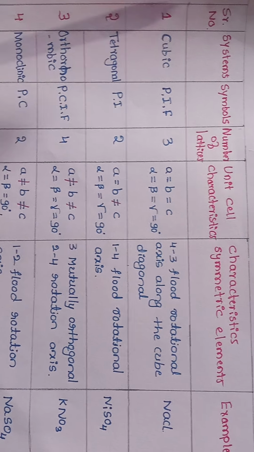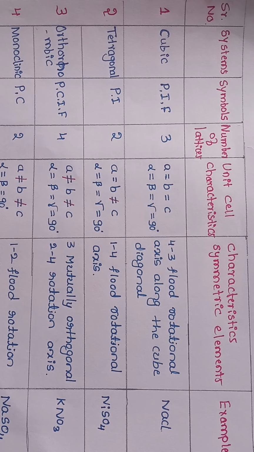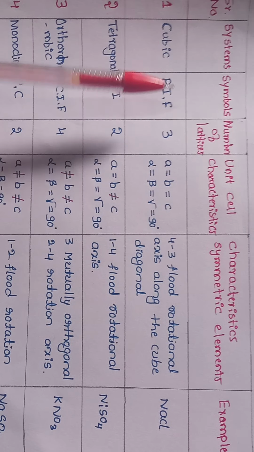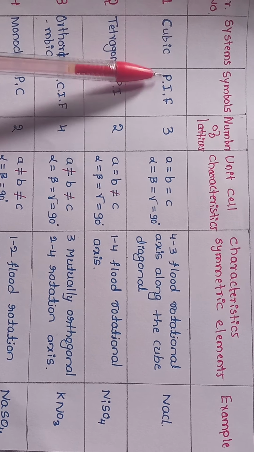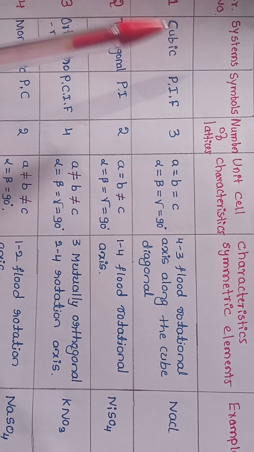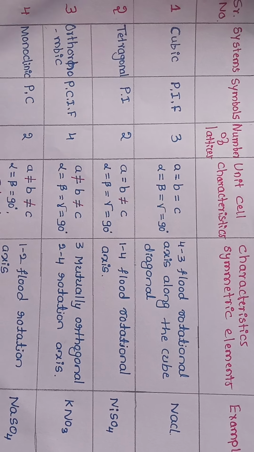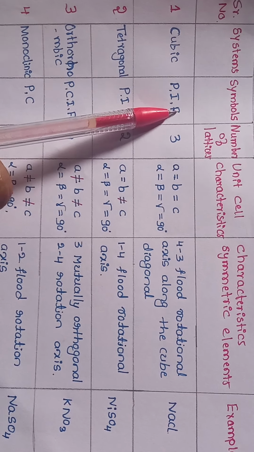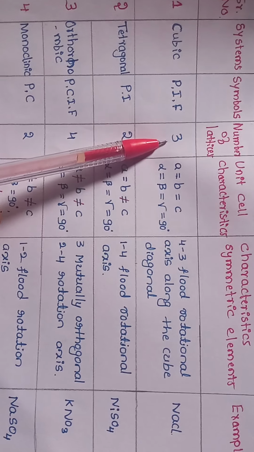Okay, see here, first system is cubic. In cubic there are three types: P, I, F. That is symbolically you have to write P, I, F. P means primitive unit cell, I means body center, and F is the face center. Therefore the number of lattices here is 1, 2, 3. There are three types. Therefore the number of lattices is 3.